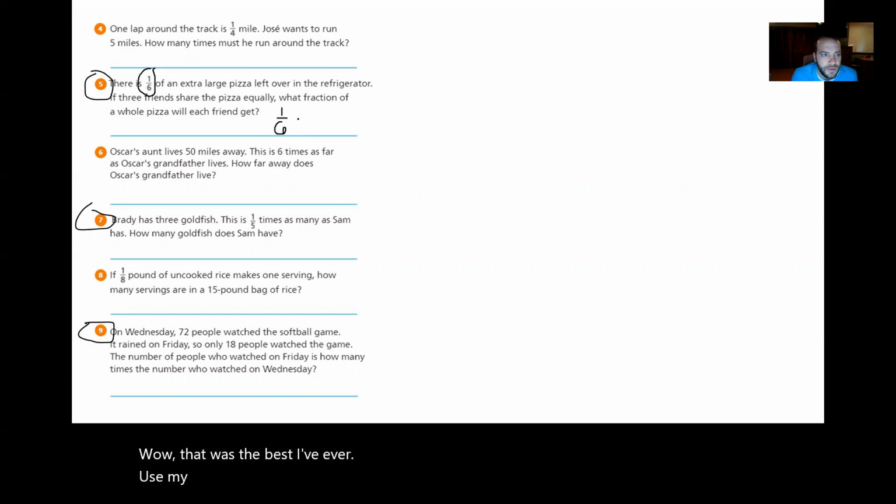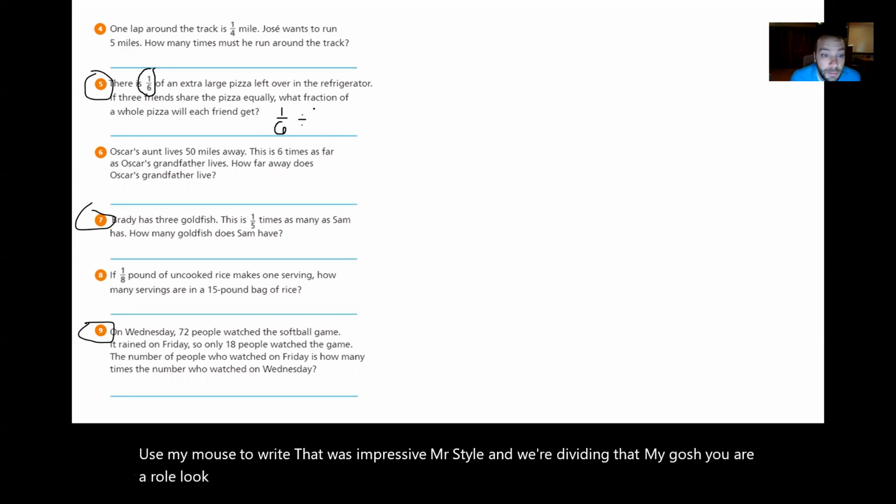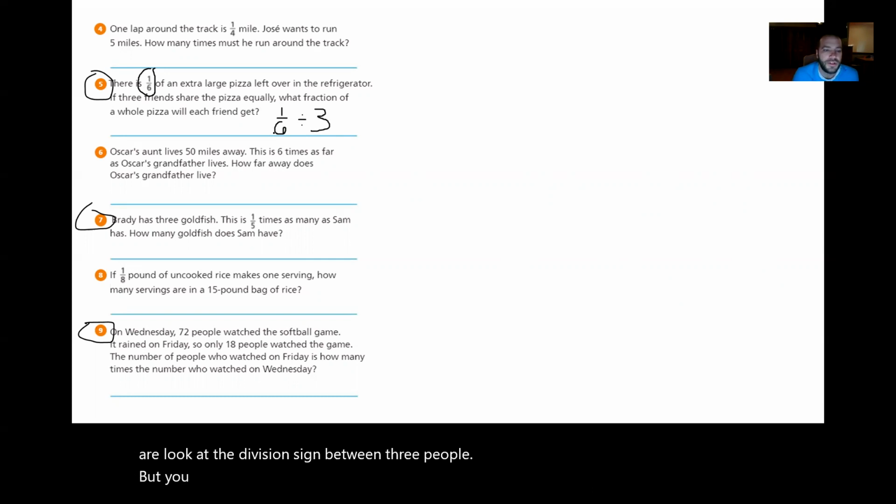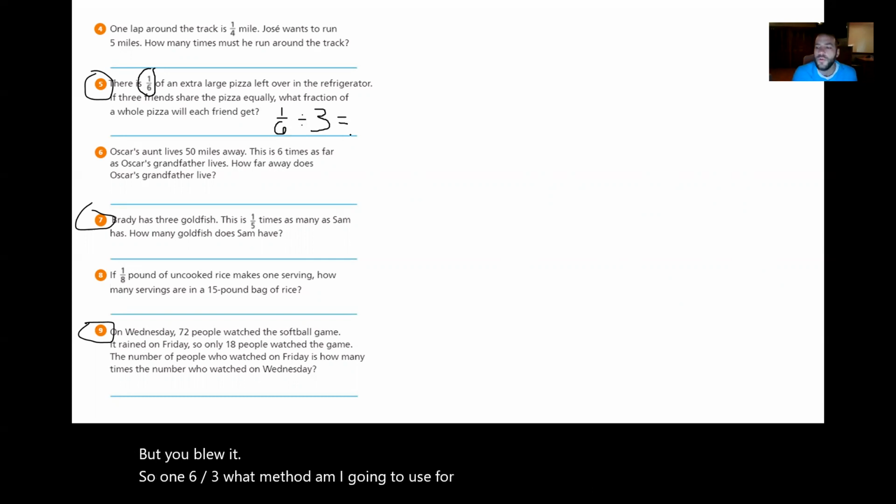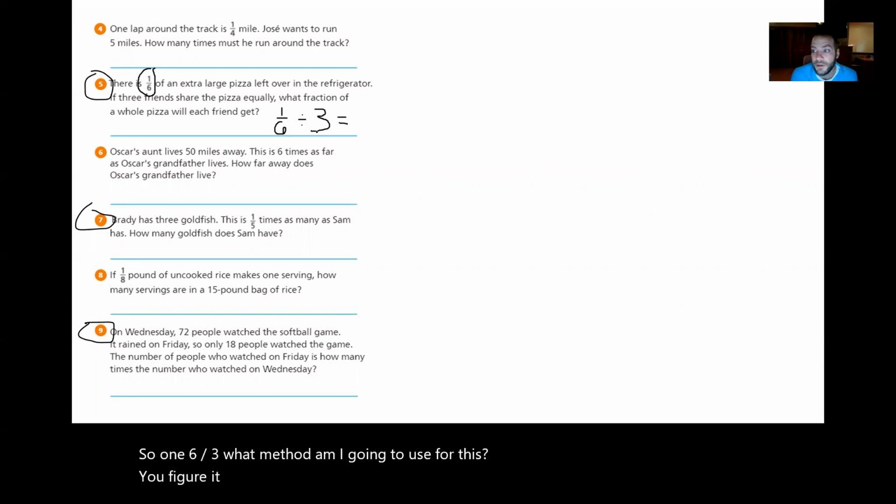That was impressive, Mr. Stahl. And we're dividing that. Oh my gosh, you are on a roll. Look at the division sign. Between 3 people. You blew it. So 1/6 divided by 3. What method am I going to use for this? You figure it out. You come up with that answer.